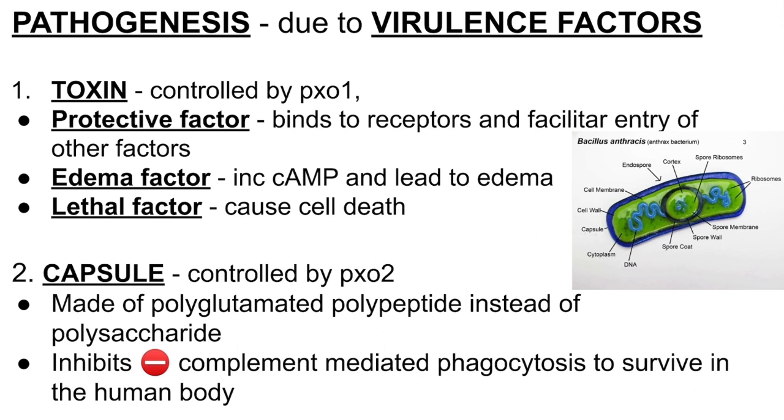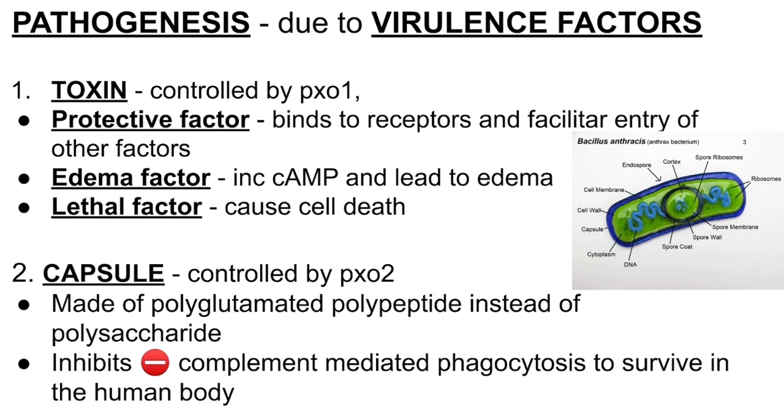Coming to the capsule, it is controlled by the PXO2 plasmid. The capsule of Bacillus anthracis is made up of polyglutamate polypeptide instead of polysaccharide. The function of the capsule is to inhibit complement-mediated phagocytosis to survive in the human body. To summarize, pathogenesis is due to virulence factors like the toxin and the capsule.